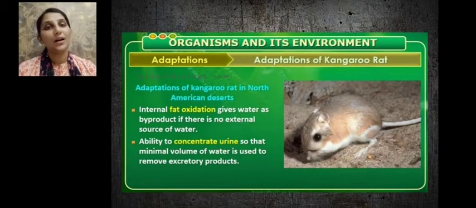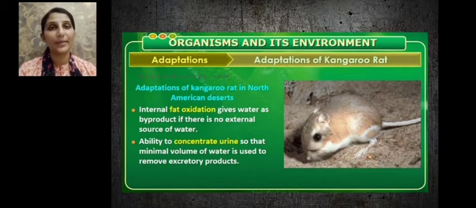Now let's learn how the kangaroo rat, which is found in deserts, that is the North American desert, is able to adjust or adapt to its external hot, xerophytic environment. We know deserts lack water, or very little water is available. If there is no external source of water, the kangaroo rat has to find an internal source of water within its body. It starts to produce water within its body.